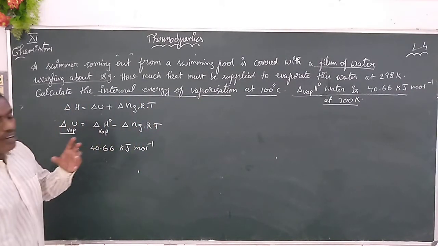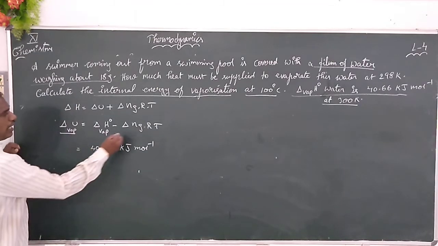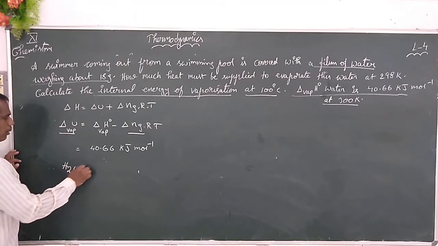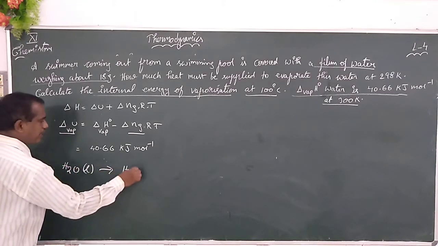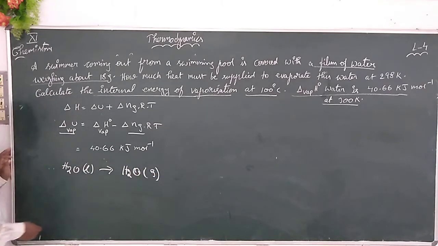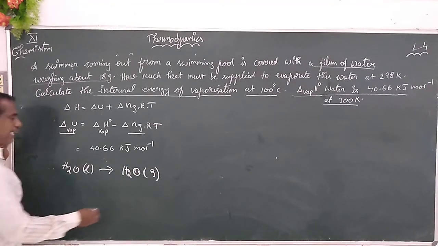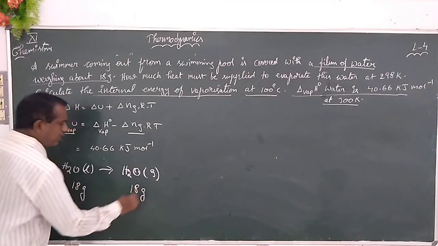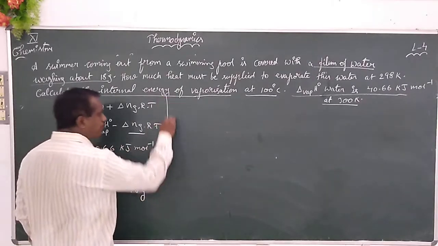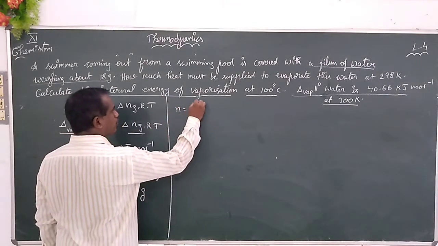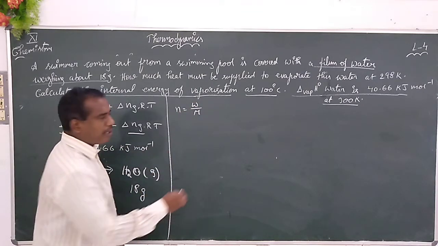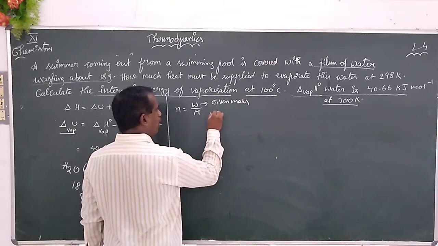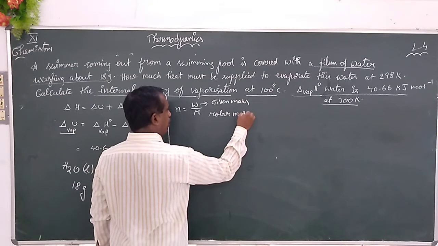Now, what do you need to know? You need to know the number of moles in the gaseous state. H2O present in the liquid state will be converting into the gaseous state. In the liquid state its mass is 18 grams. In the gaseous state also its mass is 18 grams only. But how to know the number of moles? Number of moles is equal to small w by capital M. What is small w? Given mass by molar mass.